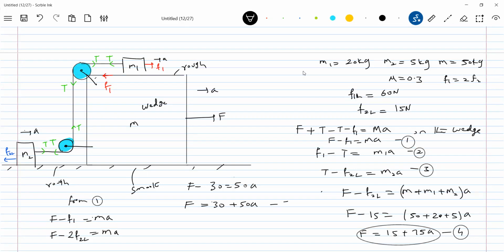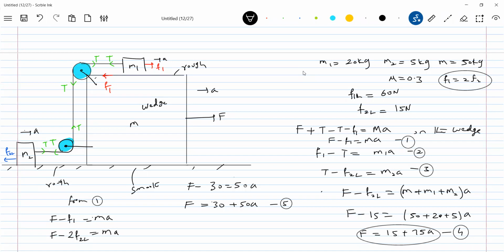This I'll call equation 5. Like this, you can check anything. I just took this one: F minus F1 equals MA. So he is asking when F1 equals F2. So therefore, F1 equals F2. I'll assume that limiting friction will act definitely. So here F12 is 15. So I'll get this one.